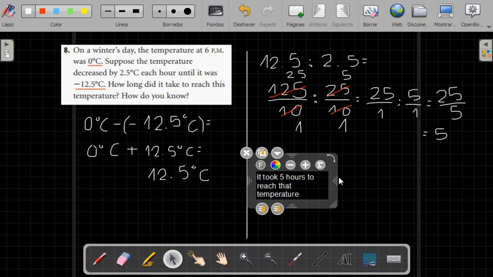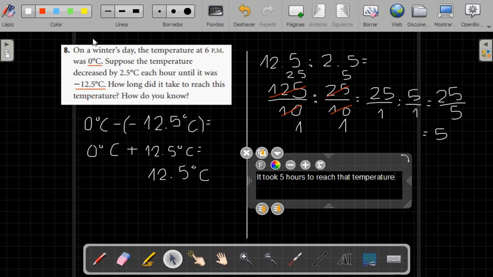It took 5 hours to reach that temperature. Recordemos que la temperatura disminuía 2.5 grados centígrados cada hora. Lo que nos estaban preguntando era el tiempo que tardó, y el tiempo que tardó fue simplemente 5 horas.